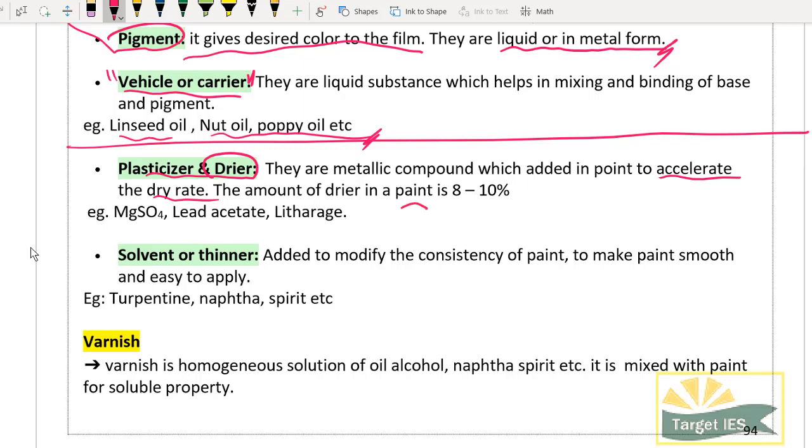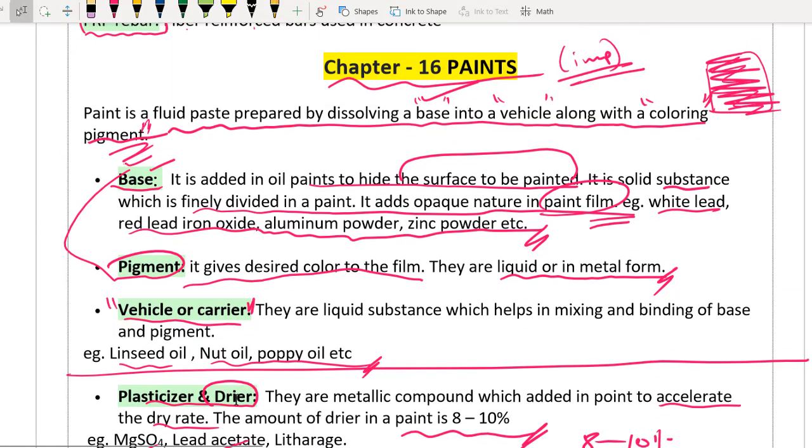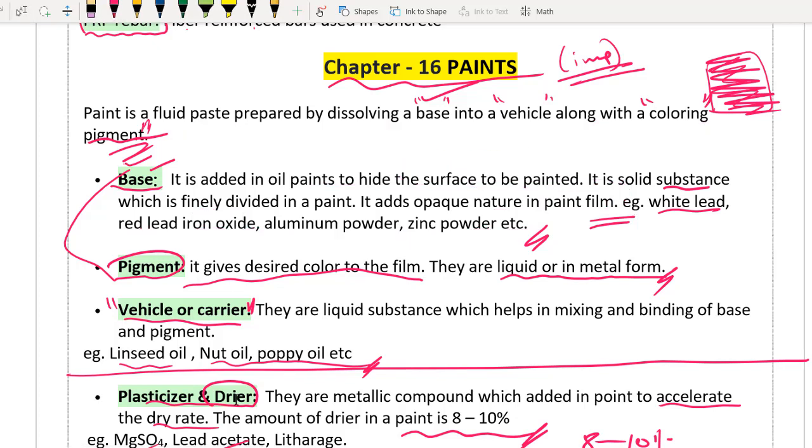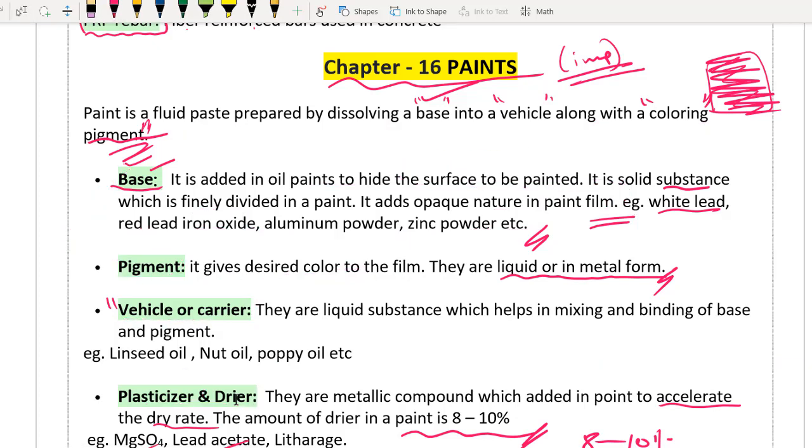Okay, the amount of dryer in paint we basically use is 8 to 10%. And what are the examples of plasticizers and dryers? MgSO4, lead acetate, litharge. See, one thing which I felt is very important is these examples. In this, you won't be confused about what is base, pigment, vehicle, it's in the name itself. So you will understand by looking at the name, not a big deal.